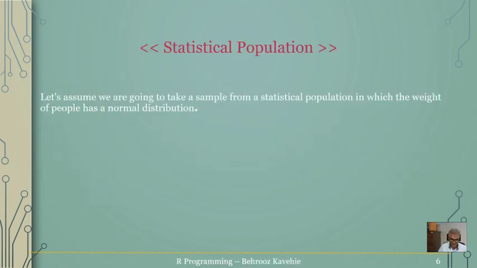Moving on to our population. Let's assume that our statistical population is a compilation of people's weight and has a normal distribution. Also, our population consists of 500 people. In this case, our measured attribute of interest is people's weight.